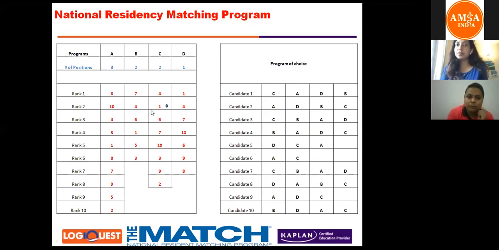Can you see here? Candidate number 1 is there on C's list, which means candidate number 1 on the right hand side has got matched to program C, or University C. Fair enough? Great. Let's move.